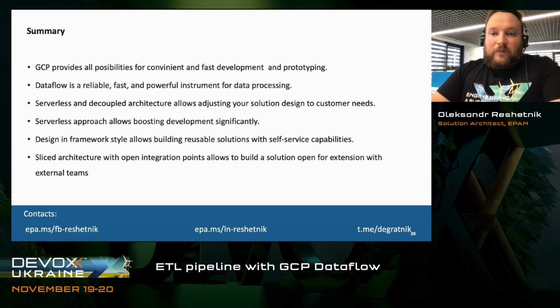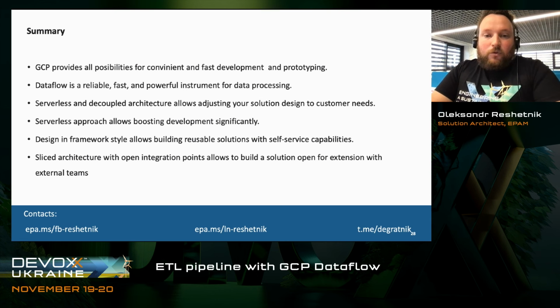Let's summarize our results, the outcomes that we learned. Google Cloud Platform provides all possibilities for convenient and fast development and prototyping. Good documentation with examples, many videos, learning courses, live labs, and the community help a lot also. It's really very valuable. It's really easy to prototype something quickly and check assumptions and hypotheses. For example, to build a draft of our system on premise can take about several weeks, but in GCP we were able to do it in several days.